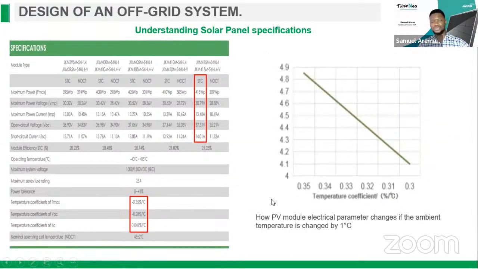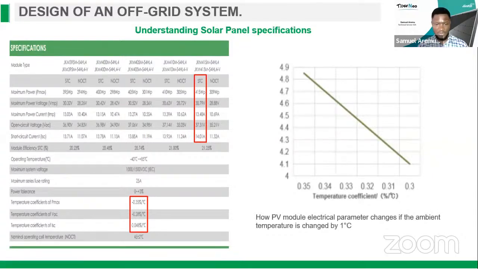So moving on to solar panel sizing. Before I go into sizing, I'd like us to understand how to read a solar panel specification from the data sheet. I will be using a solar panel of 415 watt peak. First is the STC. The STC values are actually the tested values generated in the laboratory.